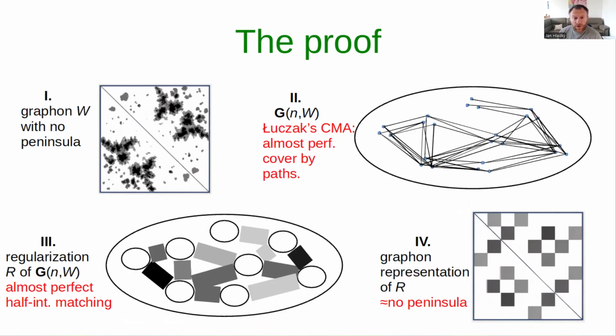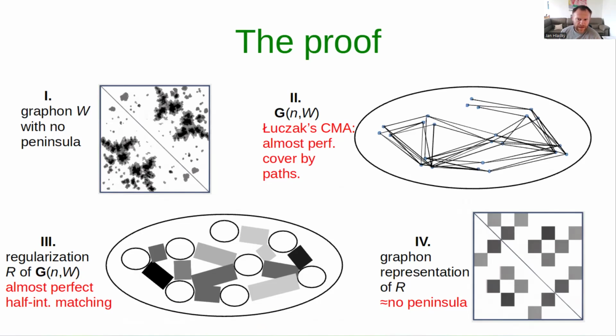Because of the lower semi-continuity we established, if R had a small vertex cover, the limit graphon W would have a peninsula. But in step 1, we explicitly assumed that W had no peninsula. Therefore, R cannot have such a cover. So that allows us to move to step 3, because R lacks this small half-integral vertex cover. Standard LP duality guarantees that this regularization R must contain an almost perfect half-integral matching.